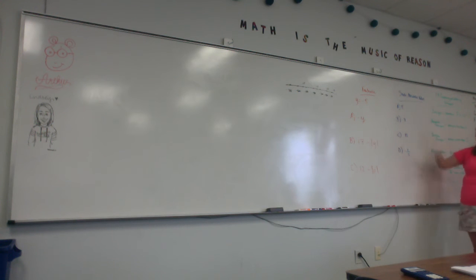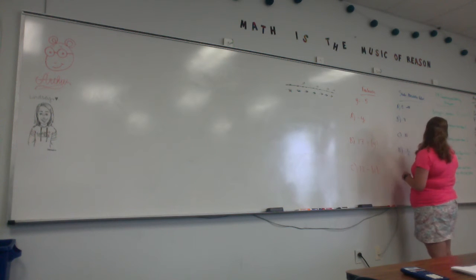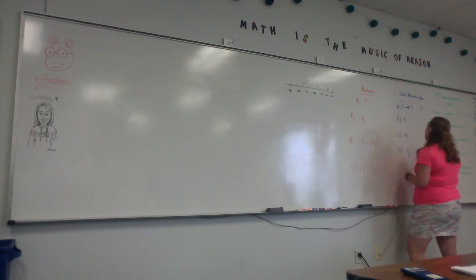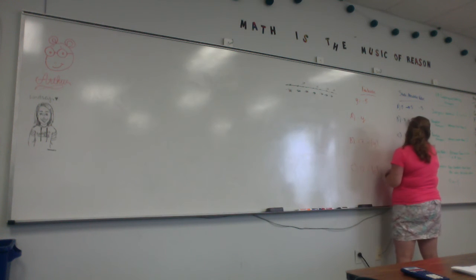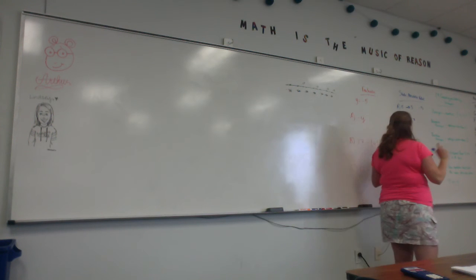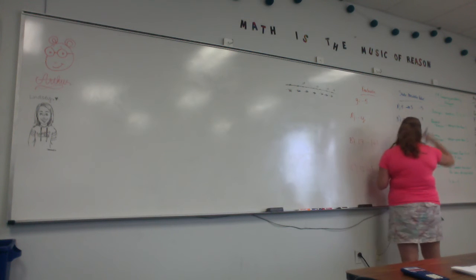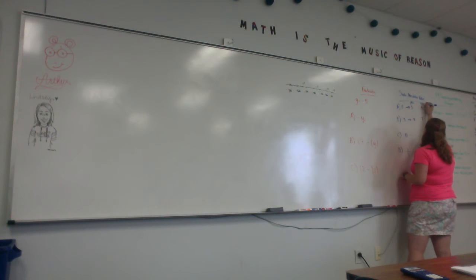Okay, what is the absolute value of 5? 5. What is the opposite of 5? -5. Okay. What is the absolute value of negative 7? 7. 7 is the absolute value. What is the opposite of negative 7? 7. Okay, so in this case, those answers are the same. So this is absolute value, and this is opposites.